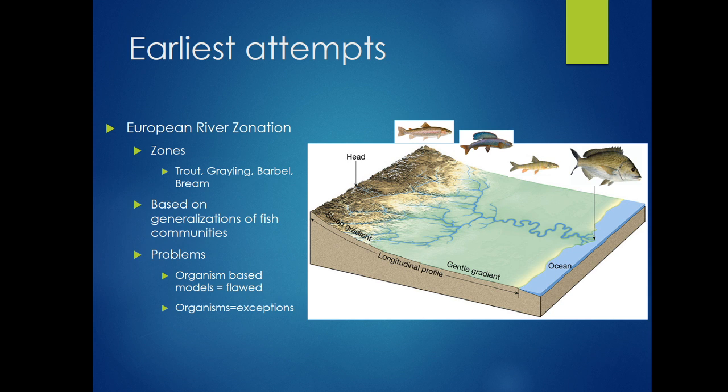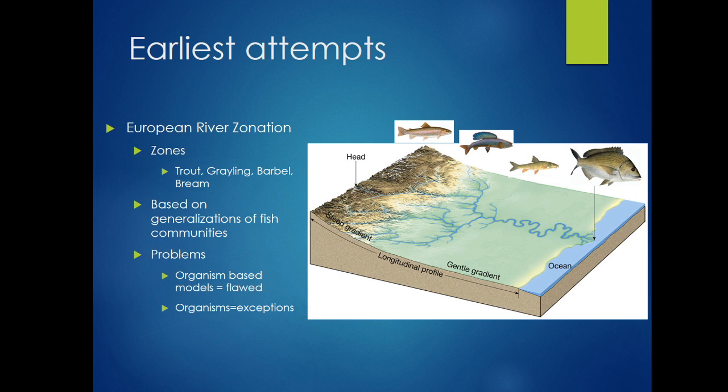Now, some of you might not know what any of these fish are. So how do we generalize based on these different organisms, these species in particular, when we don't have those species? Okay, so we don't have barbel and bream in our systems, so we can't really use this European river zonation.